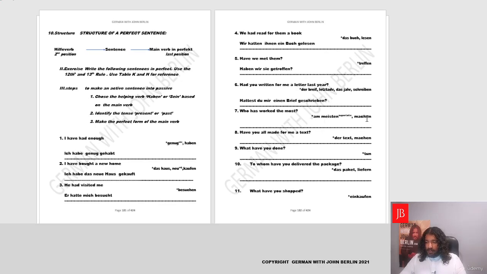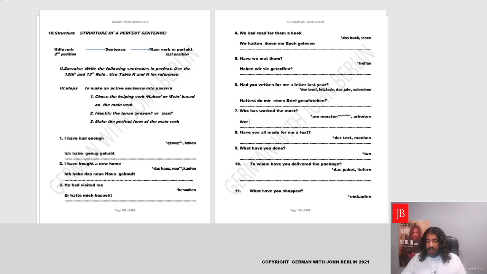Who has worked the most? Okay. To work could be arbeiten, that's the right word. So let's find out who has worked the most. It's the W-Frage question. We begin with who. What is who? It's like wer, wen, wem, wessen. Just like der, den, dem, des. So it'll be here wer.